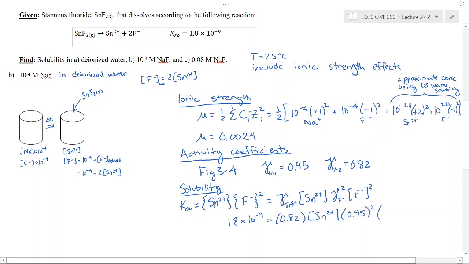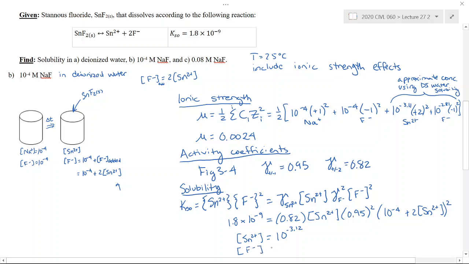And then for the fluoride concentration, we're going to use what we have over here, and that is 10 to the negative 4 plus 2 times the stannous. And this whole quantity has to be squared. You can go ahead and put that in your solver or your calculator if that's handy for you. Another option is to solve it using a quadratic equation. I like to use my calculator. And I get a solution of 10 to the minus 3.12.